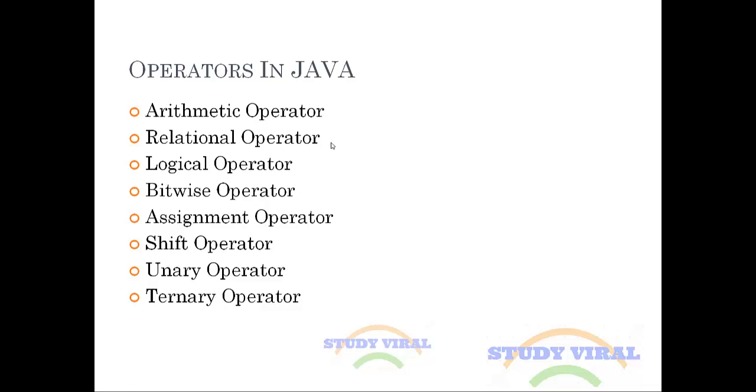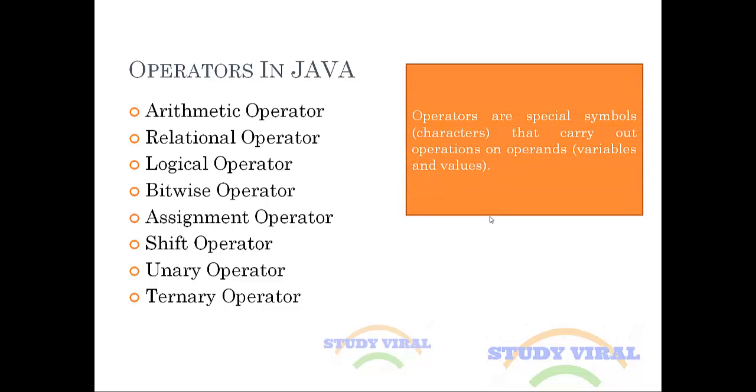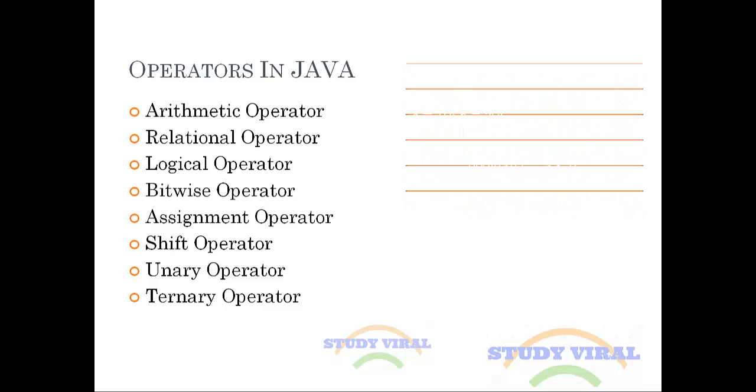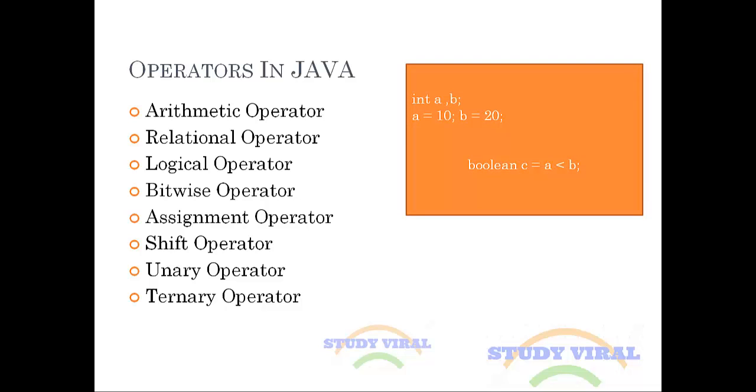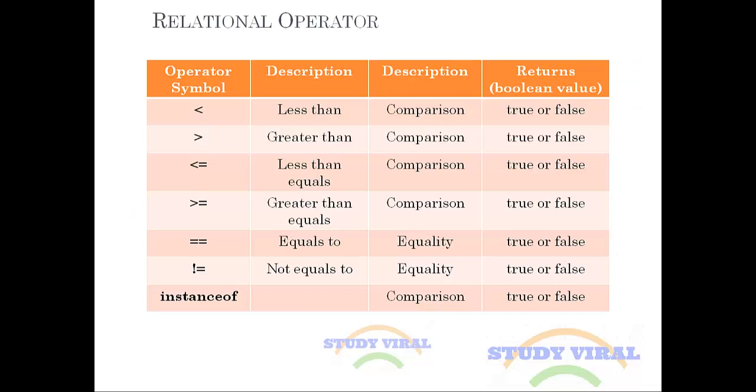Okay, first of all, again the definition of operators, a quick review. Operators are special symbols or characters that carry out operations on operands, and operands are things like variables and values. In the case of relational operators, we have less than, greater than, less than or equal to, greater than or equal to, equality and not equality. Relational operators also work on two operands, and these are the list of relational operators.